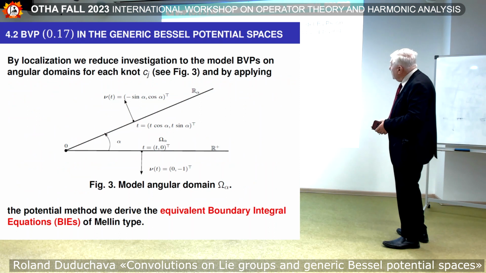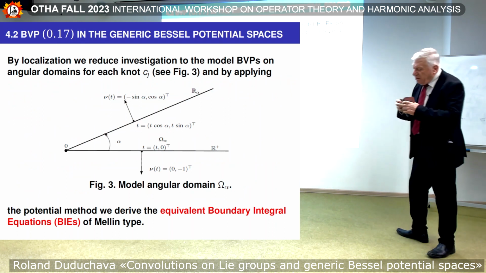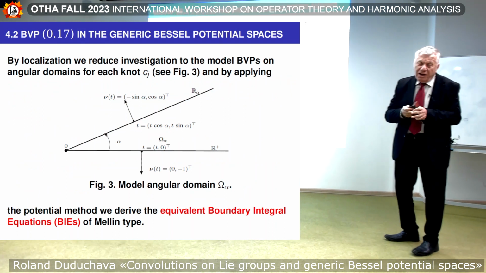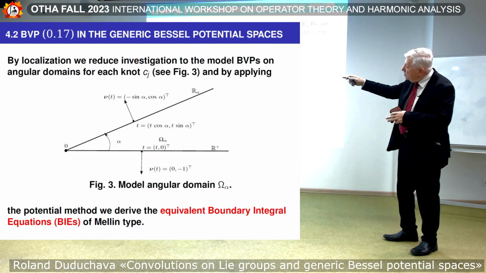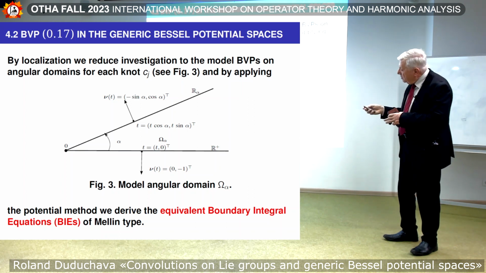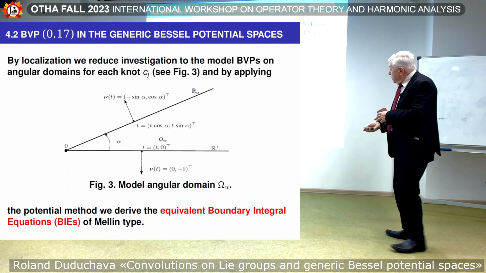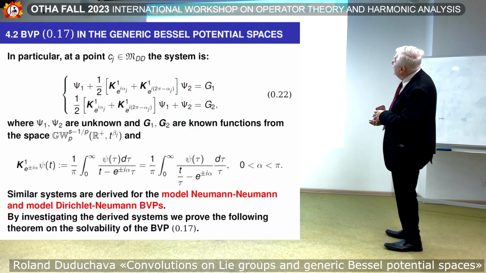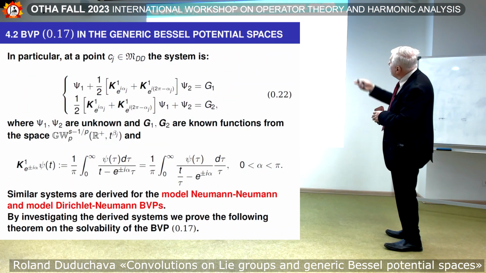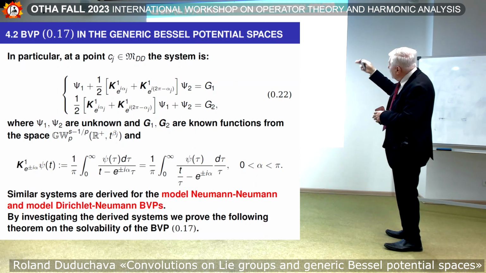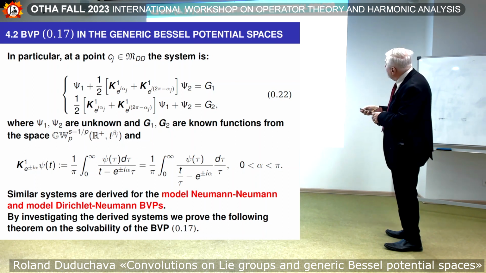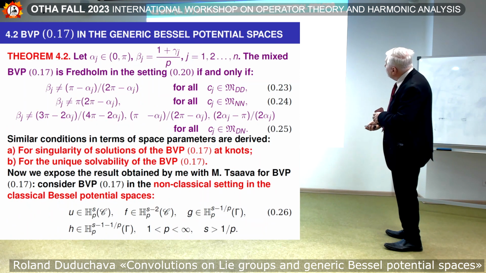Yes, here is the model case. At every point we localize it, and at the angular point you have such a model problem in the angle. Yes. So here are the integral equations, and they are convolution equations on the half-axis you see here. And what is the result? I want to demonstrate the result.